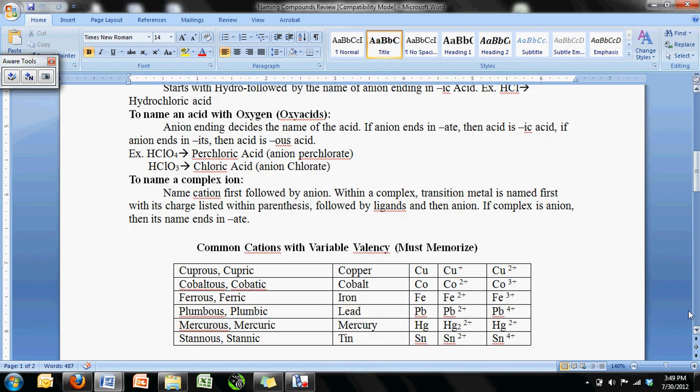The list of common cations with variable valency are given here. There are many transition metal cations that show variable valency, but to memorize them is overkill and you won't be able to do it. So these are the common ones that are used at your level.